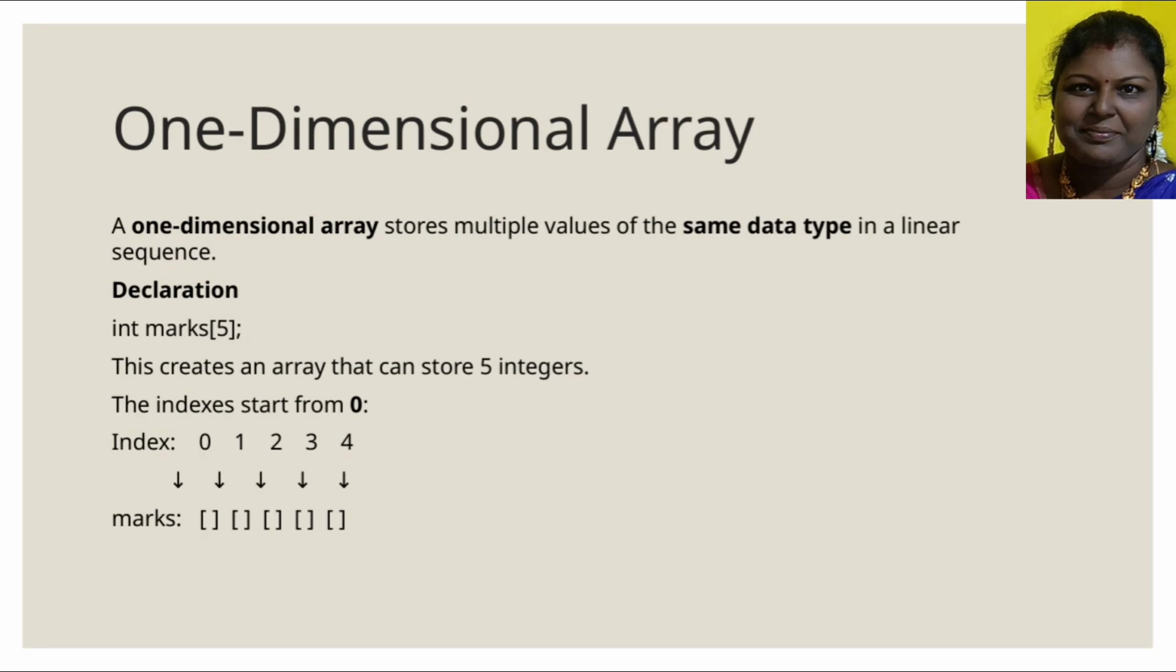So the first element is at position 0, the second at 1, and so on, up to 4 for 5 elements. It's a simple, linear structure, easy to understand and use.